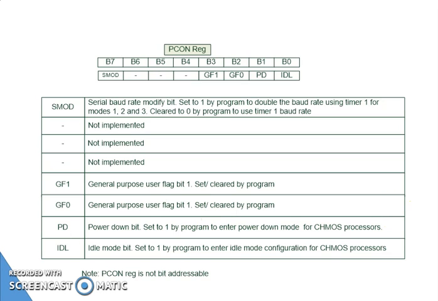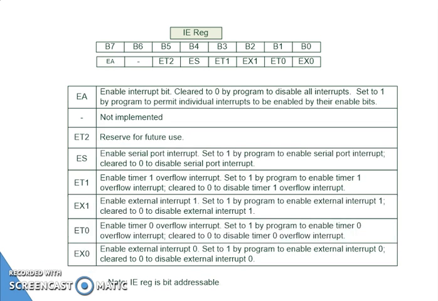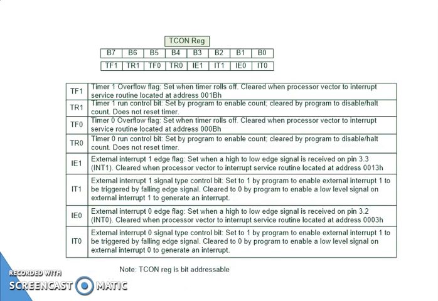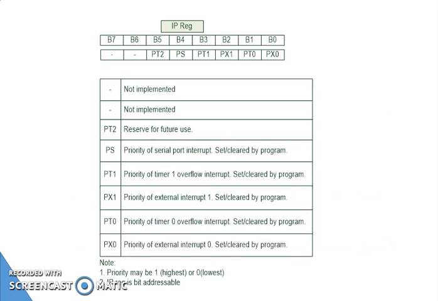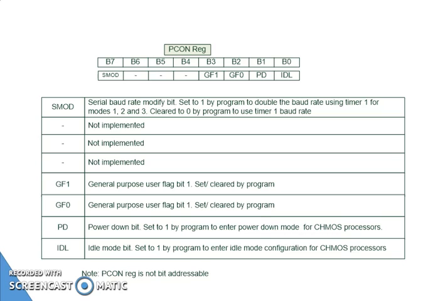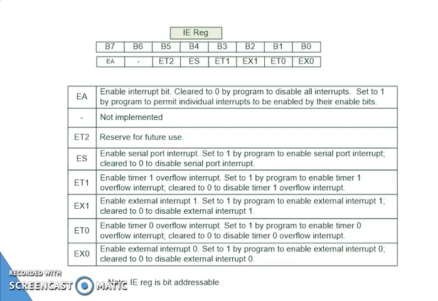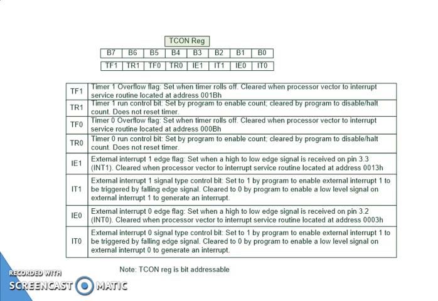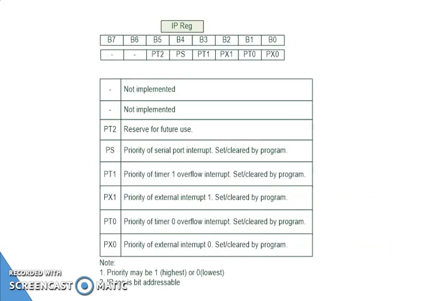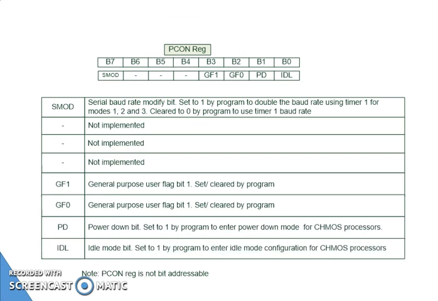So those are all of the registers involved in using the interrupt: the IE register, TCON register, IP register, and PCON register. IE register is bit addressable. TCON is also bit addressable. IP is also bit addressable, but PCON is not bit addressable.